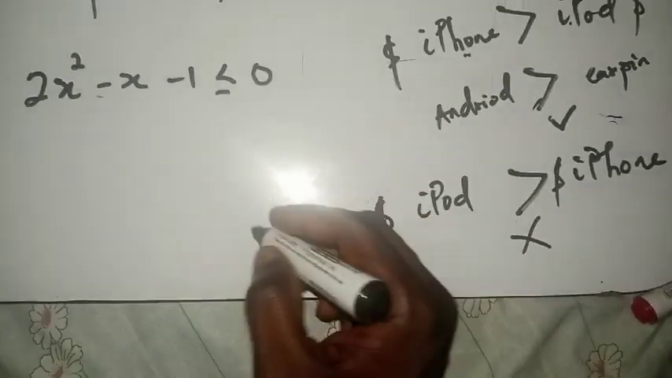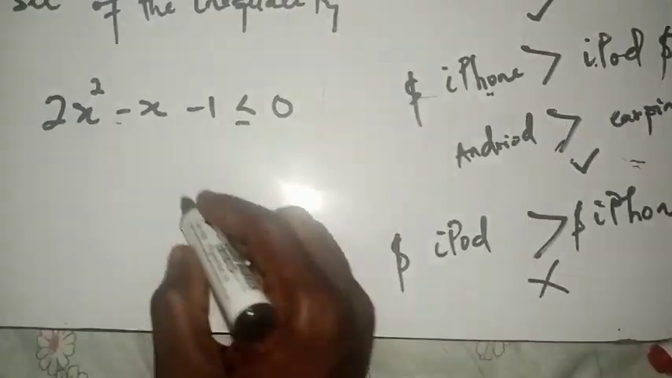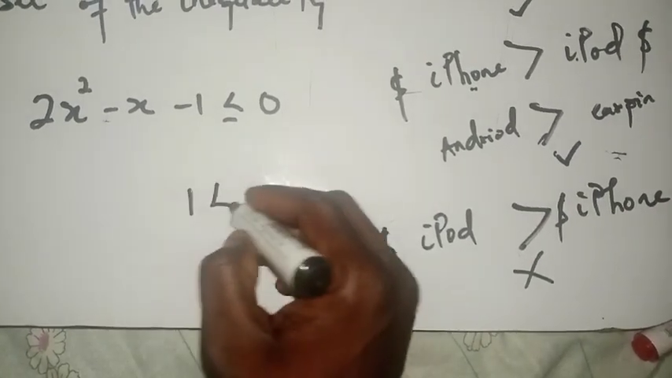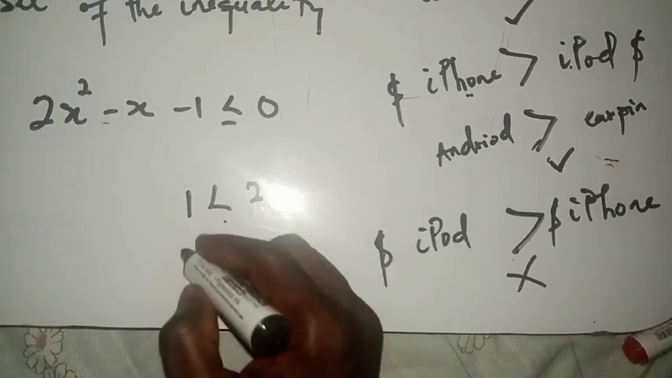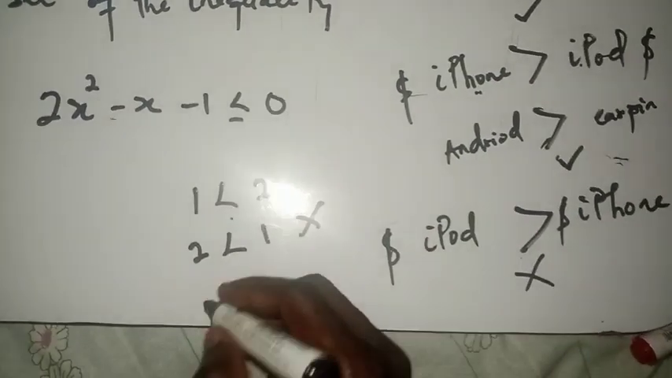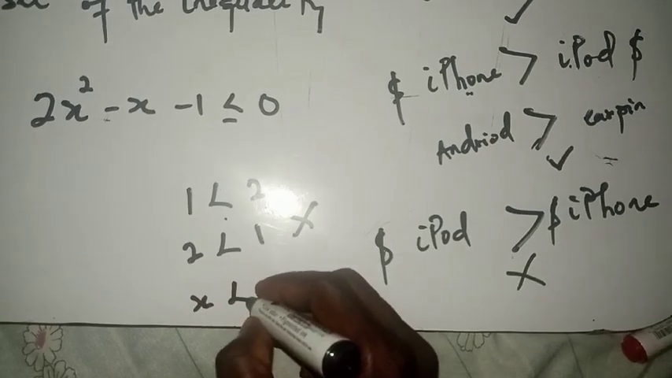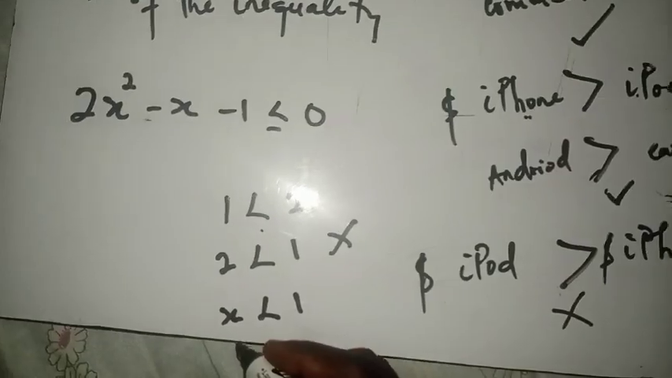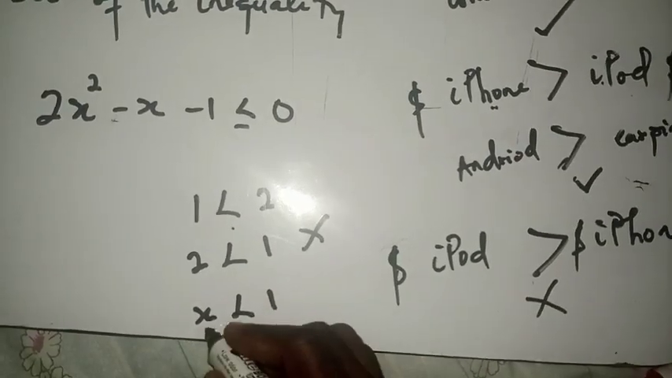Now, the reason why I'm saying this is that bringing that idea in terms of mathematics, in terms of numbers, when I have 1 which is less than 2, this is correct. When I write 2 less than 1, this is not correct. So what will happen if I have x here and I say x is less than 1? What do you think will be the value? That is why you should know how to read this thing. x is less than 1.